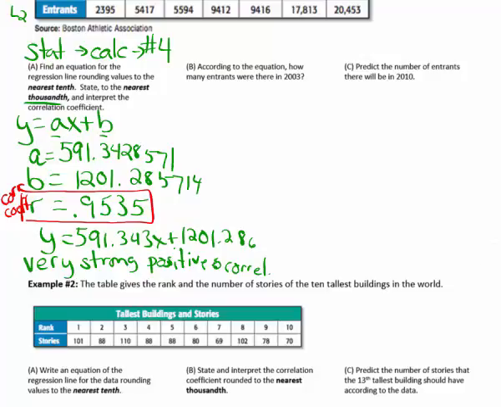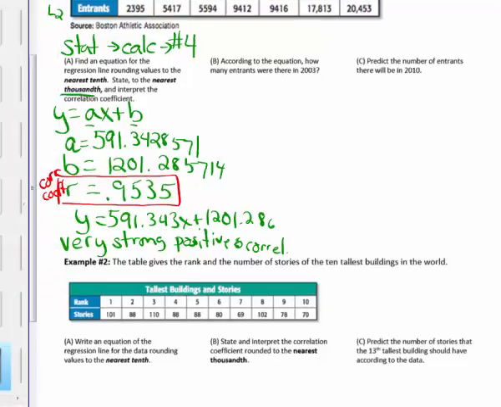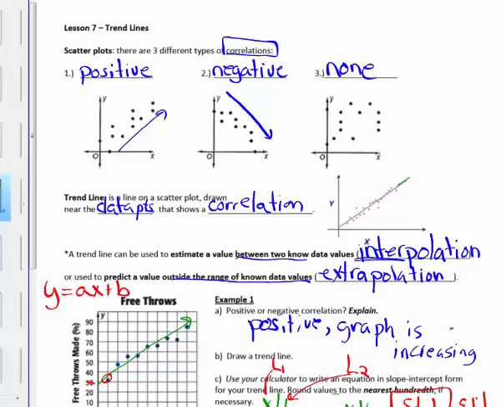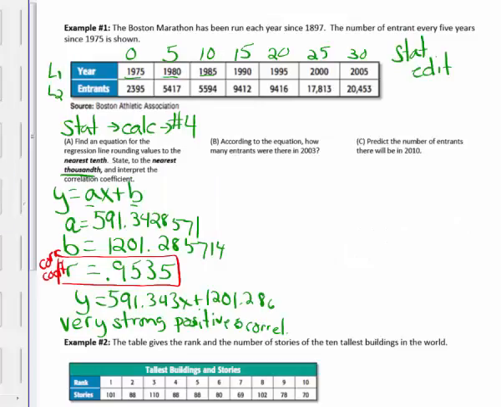All right, so now let's actually use the equation. So according to the equation, how many entrants were there in 2003? Well, again, I'm not going to enter 2003. I will find the page again. There we go. All right, I'm not going to enter 2003. I have to enter 2003 is 3 years after this, so that means X is really 28.